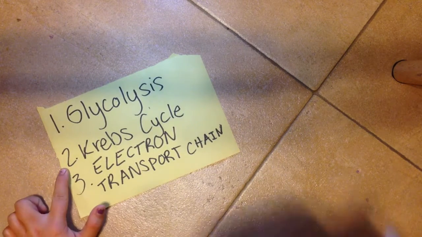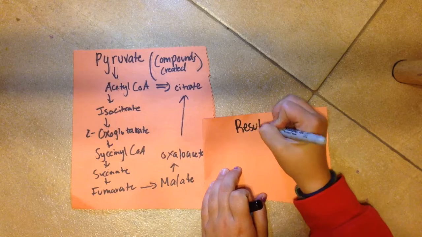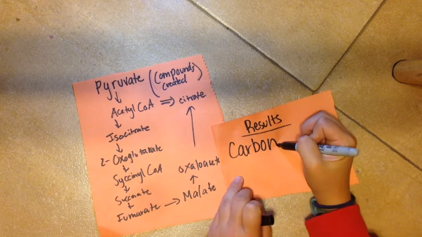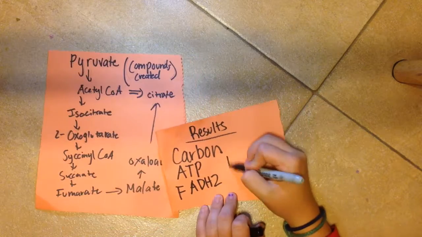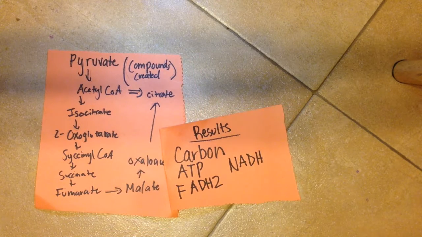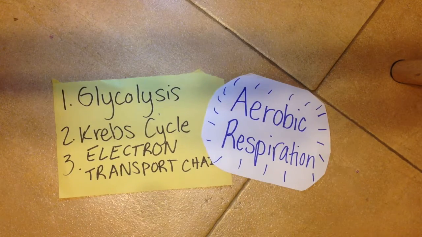The Krebs or citric acid cycle comes next for aerobic respiration and takes the pyruvate and breaks it down and creates compounds, resulting in the creation of carbon dioxide, ATP, FADH2, and NADH molecules. The last step of aerobic respiration is the electron transport chain.